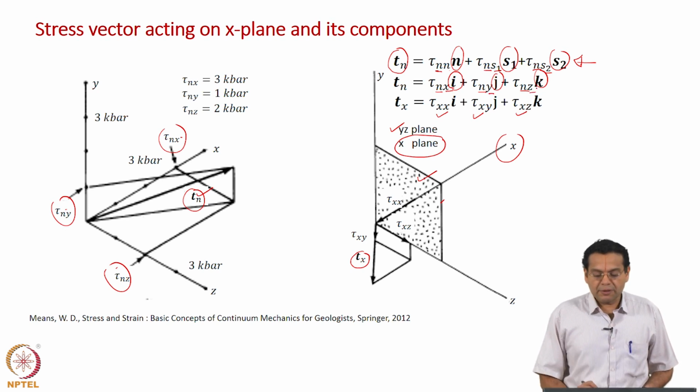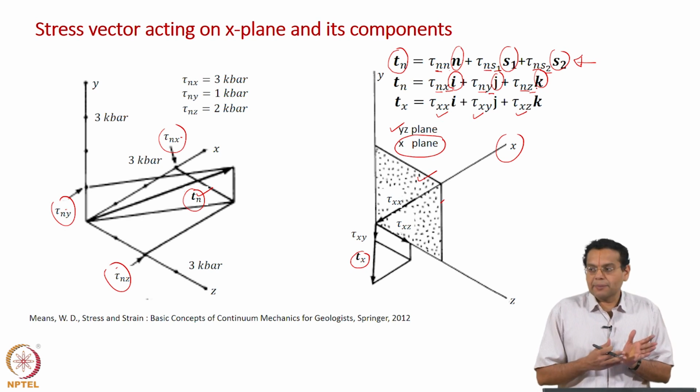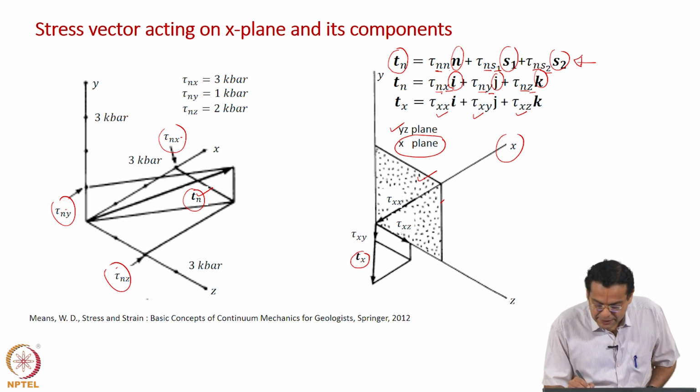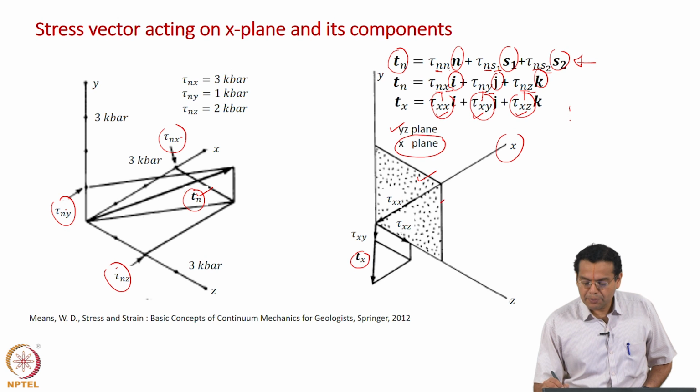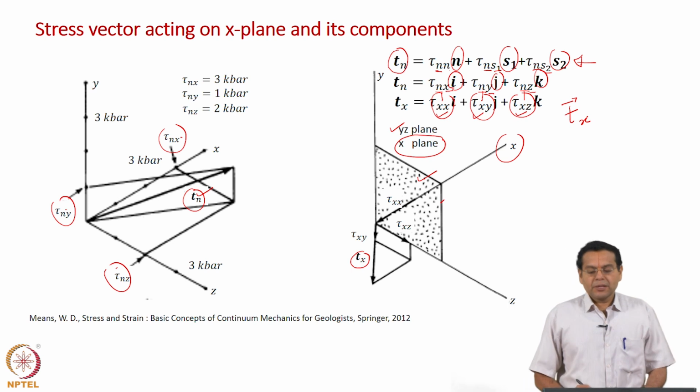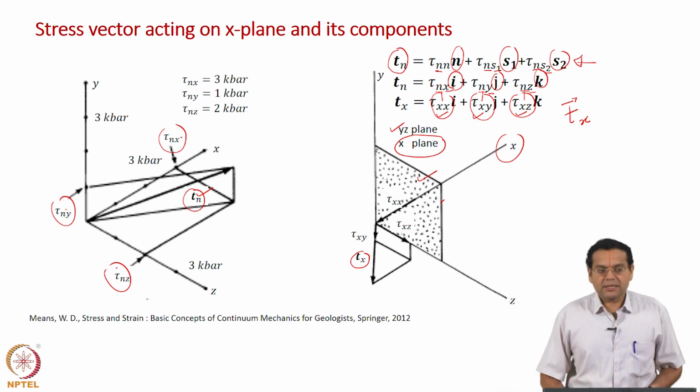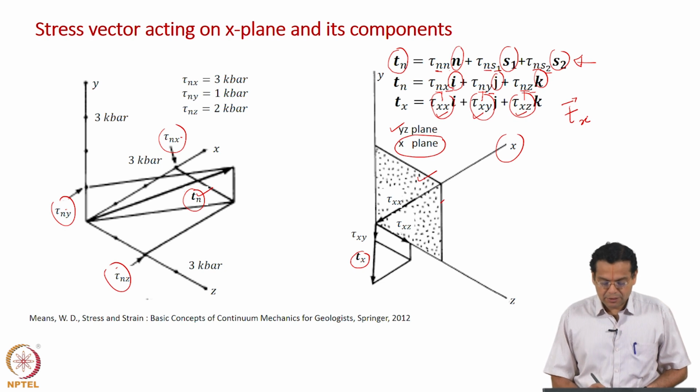Now we have made one more simplification: the plane is not any plane, it is the x plane. So I am replacing this n with x, this n with x, this n with x, hence I get tau xx, tau xy and tau xz as the components of the stress vector acting on the x plane. Now tau xx represents the normal stress and tau xy, tau xz represent the shear stresses, acting on the x plane, and that is shown nicely here.